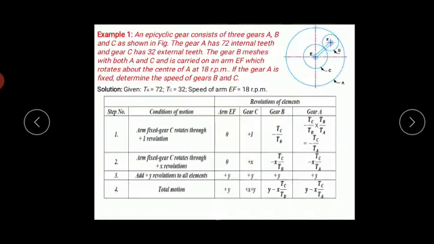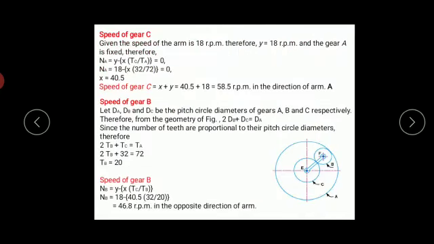Therefore the speed of gear C is x plus y. Then x is 40.5, y is being given to us, and the speed of gear C is 58.5 rpm, which is in the direction of arm A. Now let us find the speed of gear B.